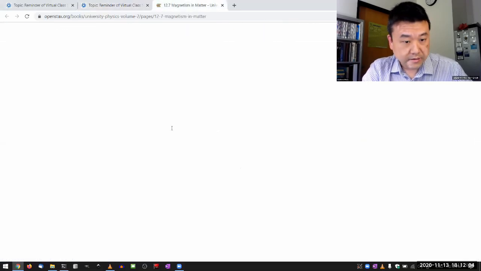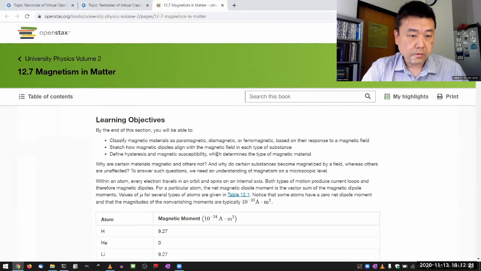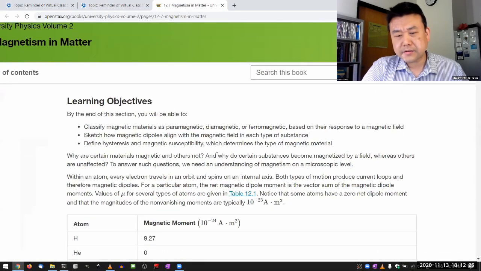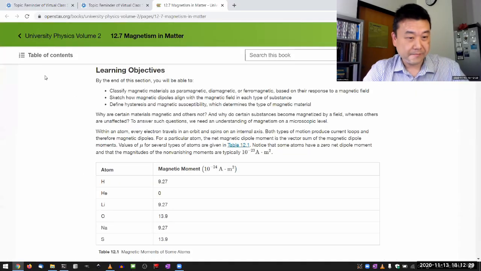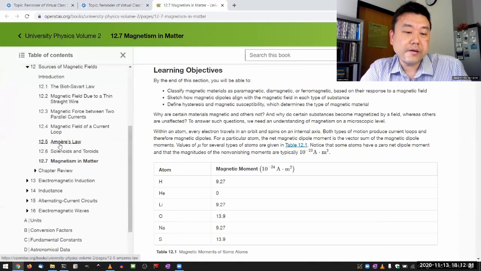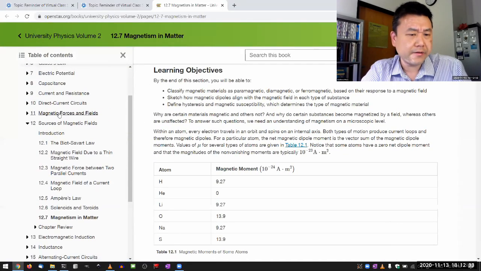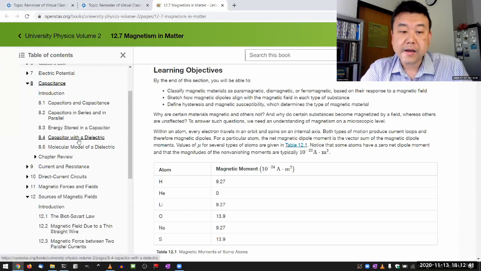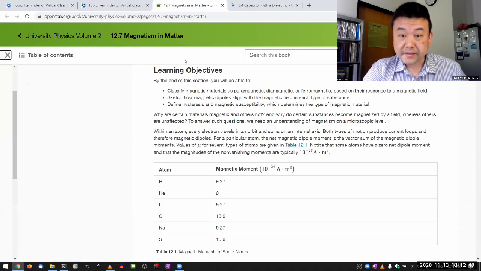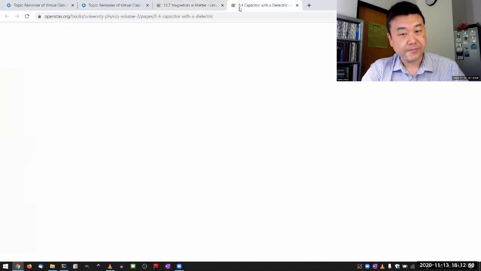So this is the last section in chapter 12. So magnetism in matter gets potentially complicated. Let me contrast it with electricity in matter. So we talked about electricity in matter when we talked about a capacitor with a dielectric or the molecular model of a dielectric. So this is basically electricity in matter.